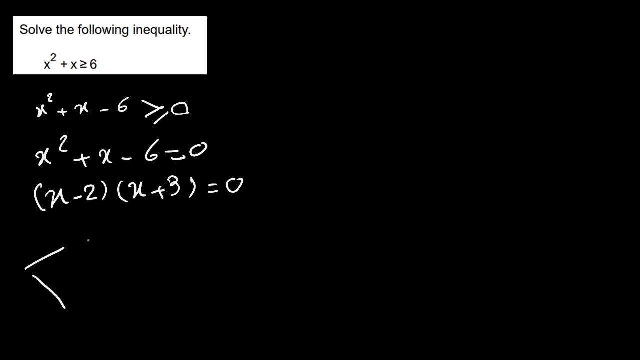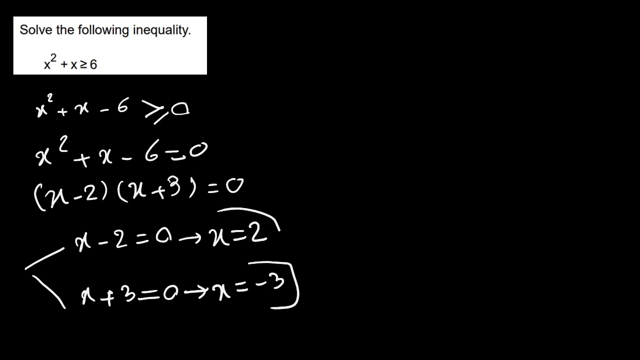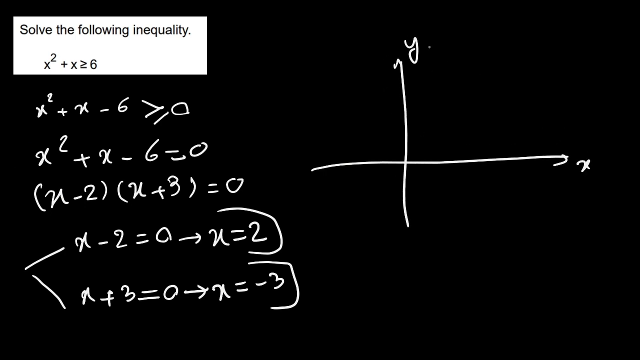So the two x-intercepts are x equals positive 2 and x equals negative 3. As you see, they are real zeros. By looking at the equation itself, you see that the parabola opens up because here is positive 1. Now let's sketch the graph of the function. The real zeros are negative 3 and positive 2. I don't want to sketch the graph accurately, but its parabola opens up and it passes through these points.